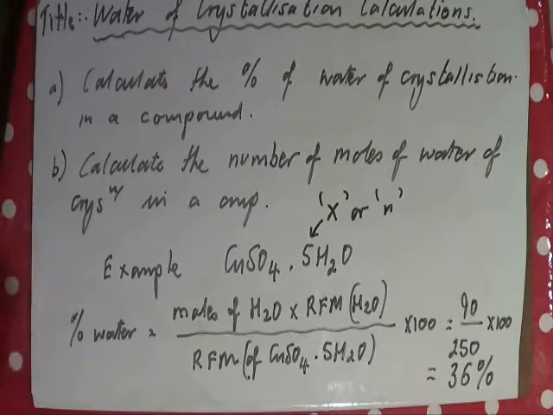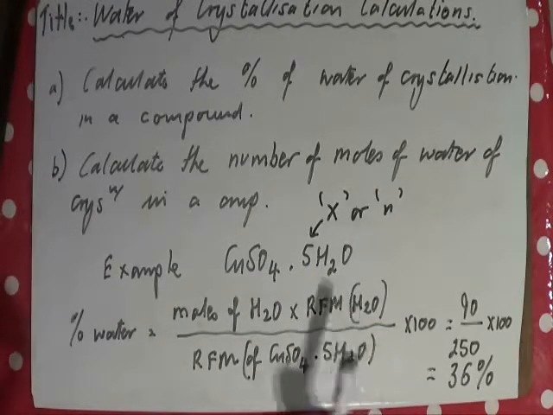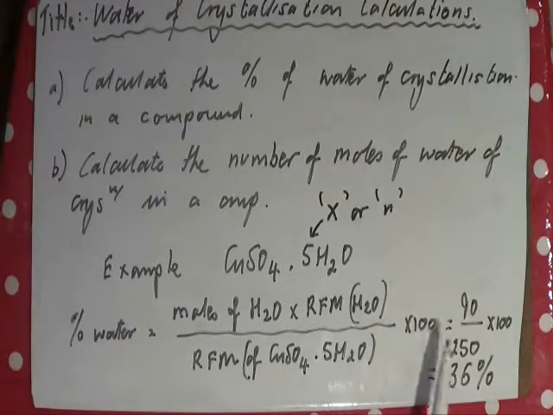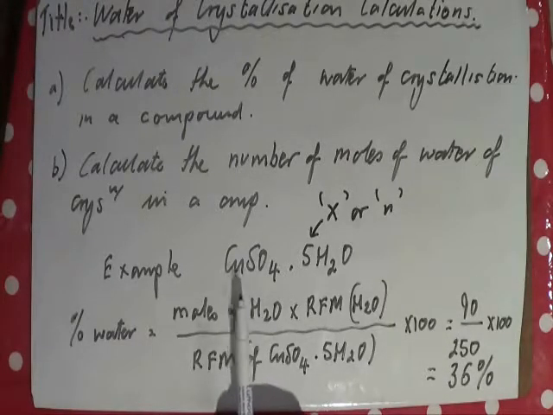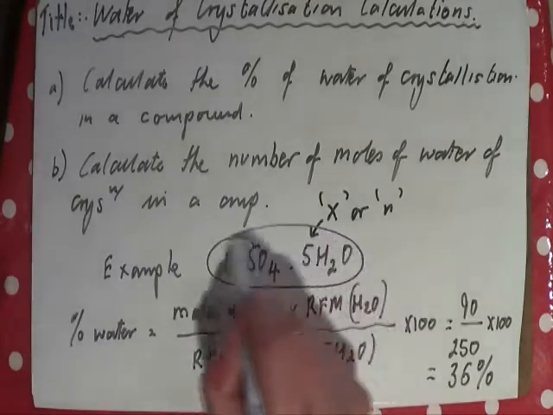So how do we calculate the percentage of water in this particular compound? Well, we do it very simply by taking the moles of the water in it, which in this instance is 5 multiplied by the RFM of water. So in other words, you have 5 times 18 on the top line, which is 90. And on the bottom line it's the RFM of the compound. Now this is the RFM of the entire compound, including the waters.